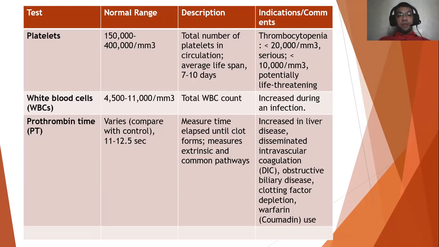Now we go to the prothrombin time or PT. It varies, but the average is 11 to 12.5 seconds. So this measures time elapsed until the clot will form, measures extrinsic and common pathways here. So this is increased in liver disease, for patients who have disseminated intravascular coagulation or DIC, obstructive biliary disease, clotting factor depletion, and those who are using warfarin or Coumadin. Take note, warfarin or the brand name Coumadin will influence the prothrombin time.